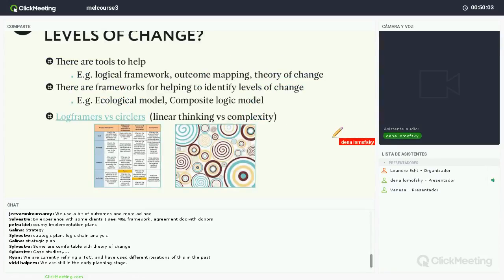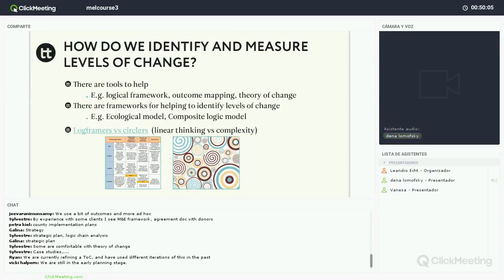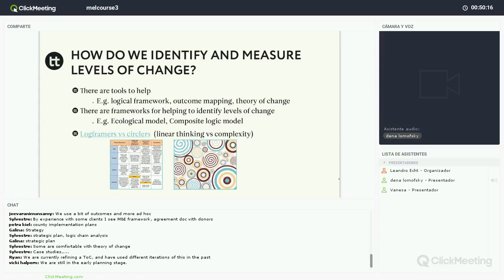There are different ways to identify and measure levels of change, as I've spoken about, but framework, outcome mapping, theory of change. And I'm going to share with you just now 2 models that can help you think through your pathways of change. Think through what it is that you do to move from one activity or output to a whole lot of change. Let me give you an example.